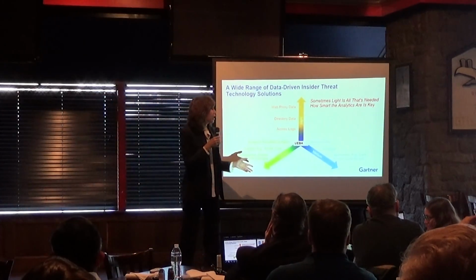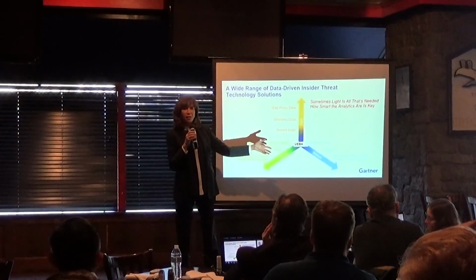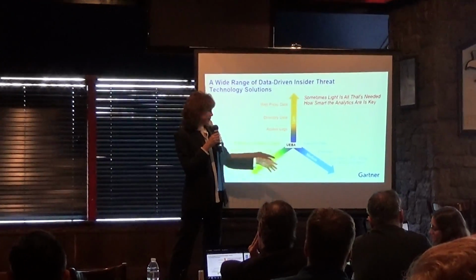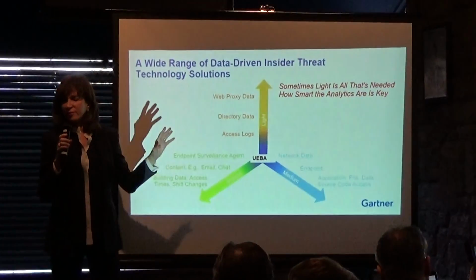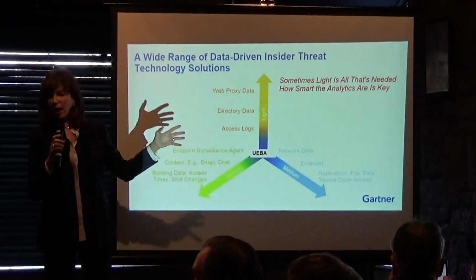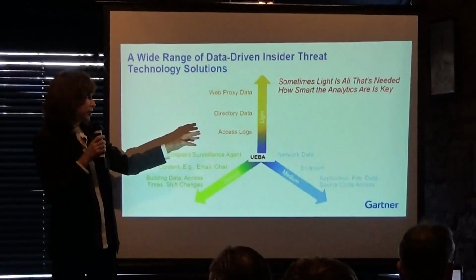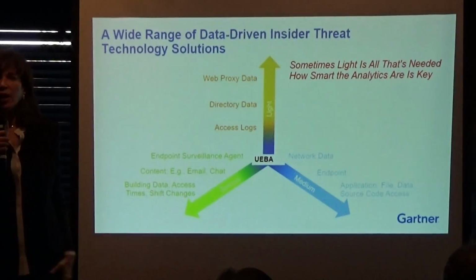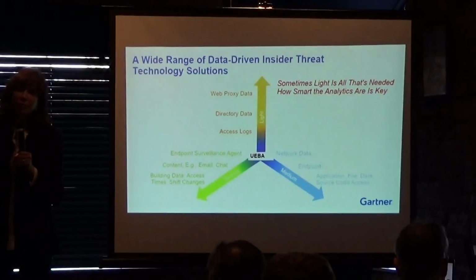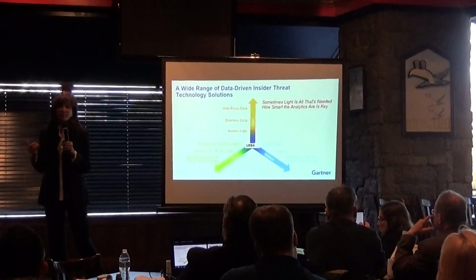So on the data side, I put the data that's feeding these systems into 3 categories: light, medium, and serious. What that means is if you're just starting out and you don't have all this data together, it's usually the easiest thing to do is go get your access logs, your directory data, maybe some web proxy data, and put that together and put the analytics on top of that.